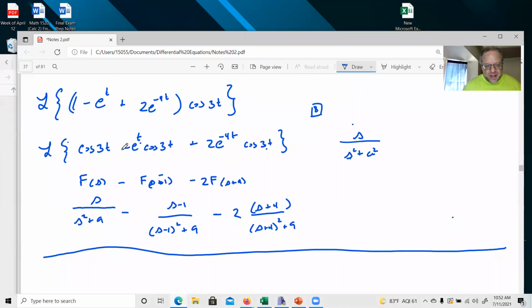It's like, well, I've got some e's, I don't have to look at the e's so much. I have to look at where the cosines are.